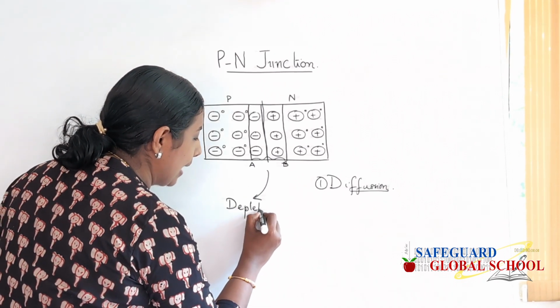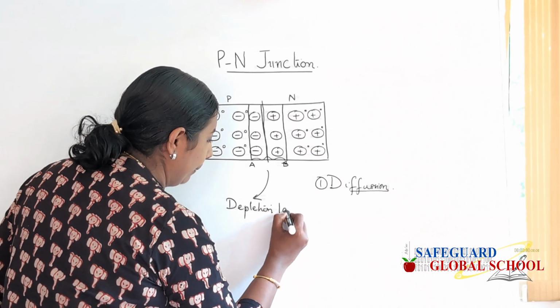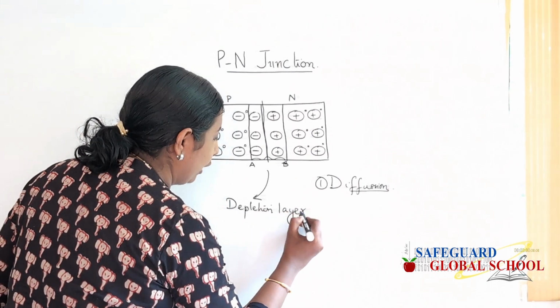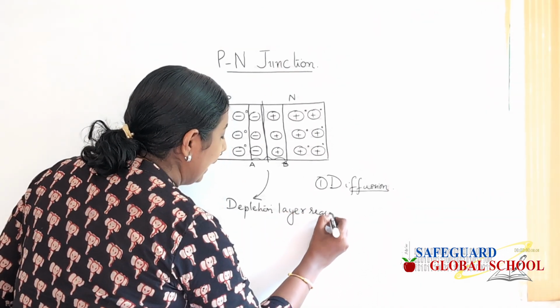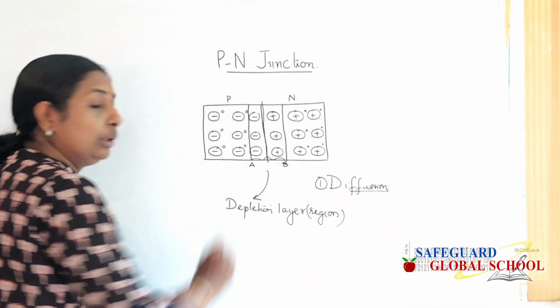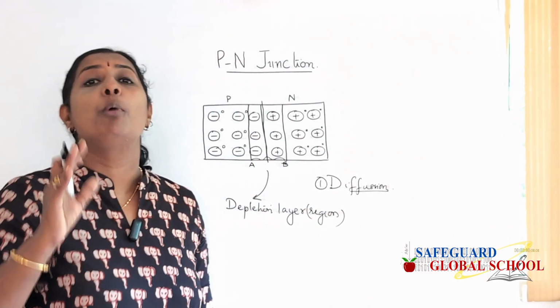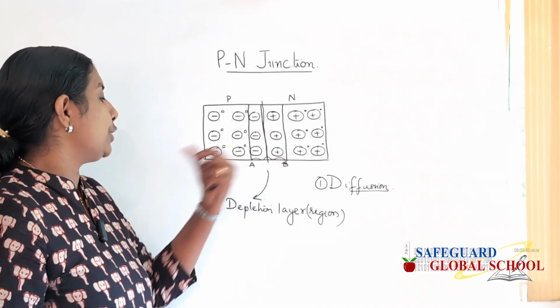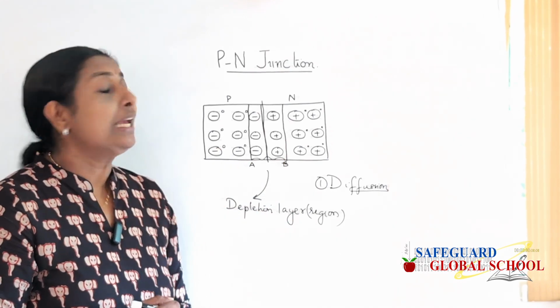This region is called a depletion region. This also can be asked as a question or a multiple choice. What is depletion layer or depletion region, children? It is the region in and around the p-n junction where there are no mobile charge carriers. Such a region is called a depletion region.